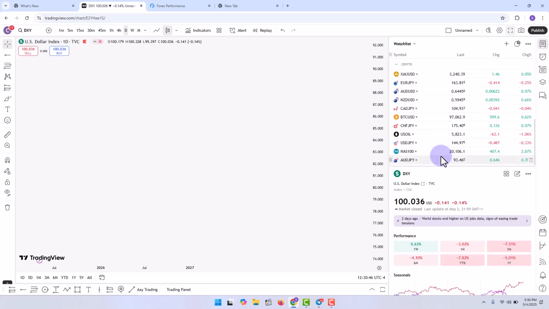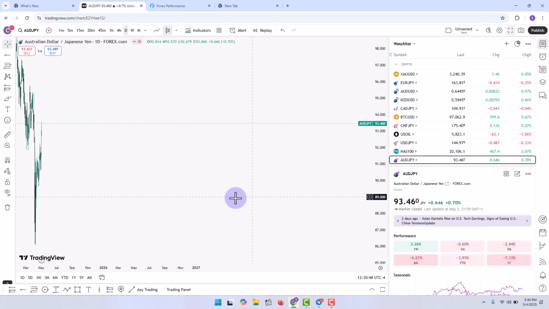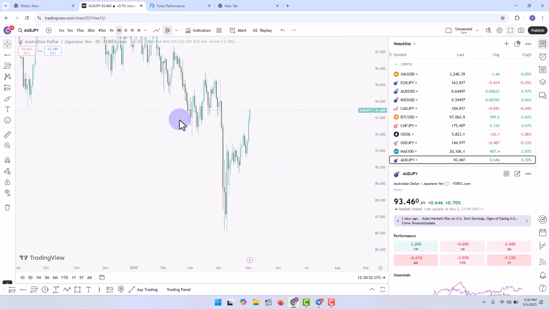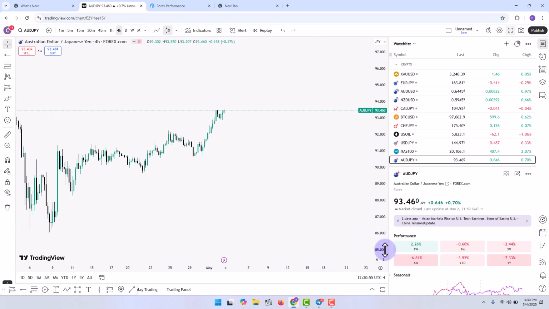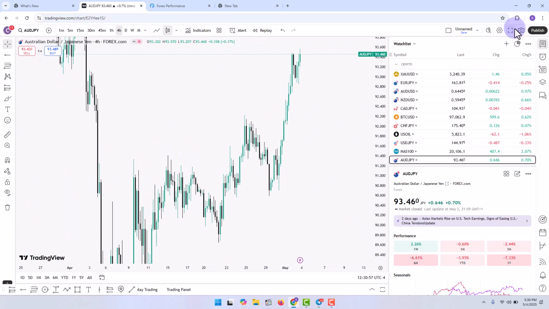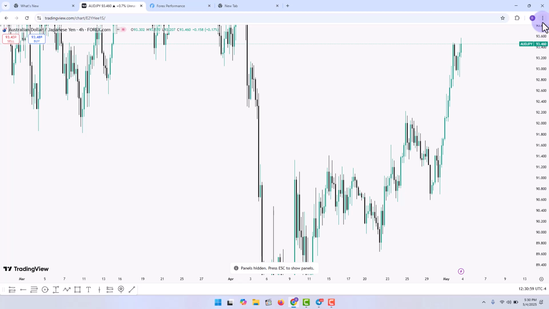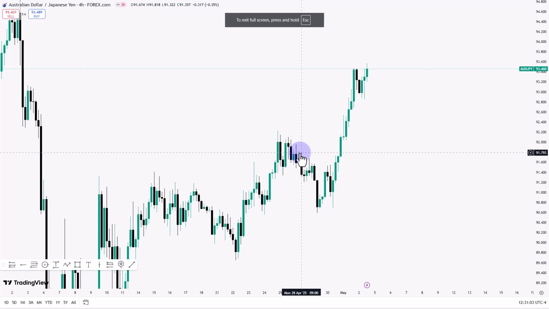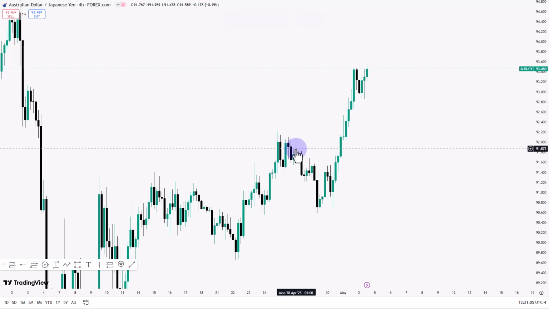So I'm going to start with AUD JPY, and I'm going to show you how these currencies performed last week. Look at the price delivery on AUD JPY last week. This guy delivered hundreds of pips. This was on Sunday, Sunday market open.